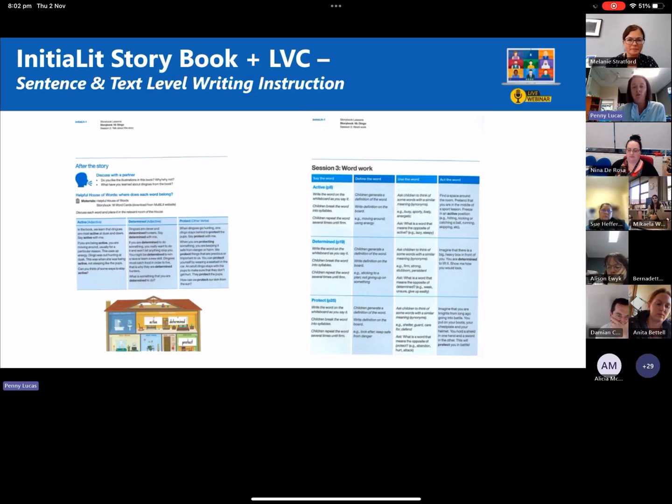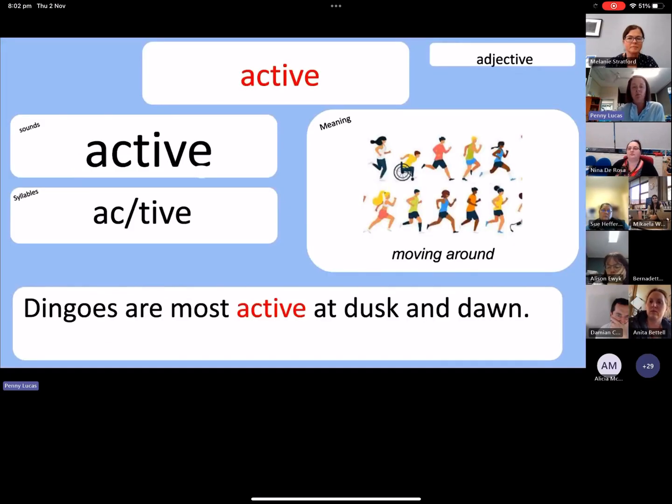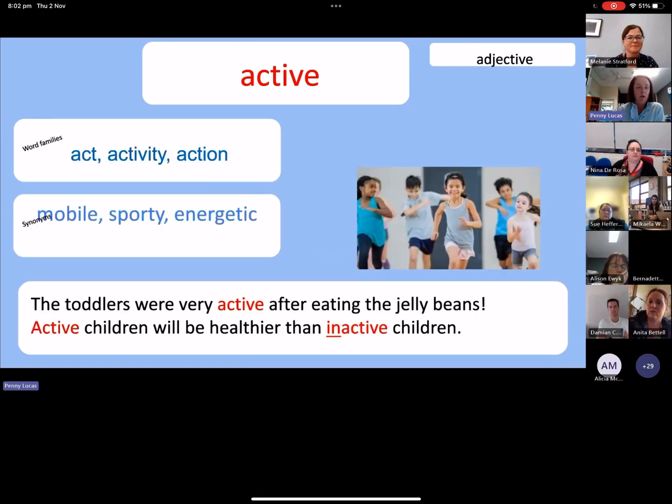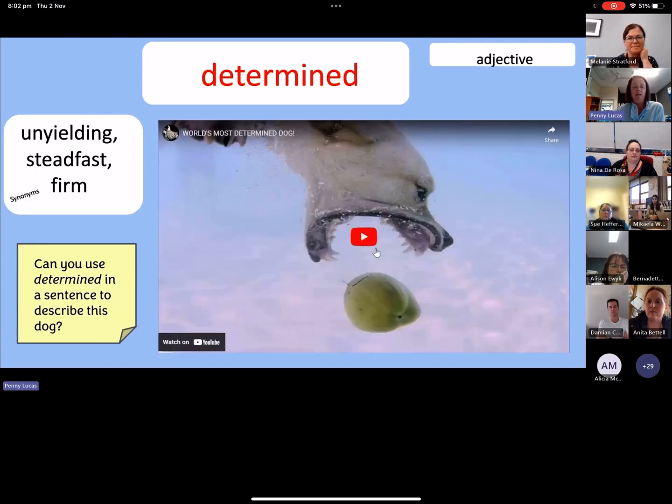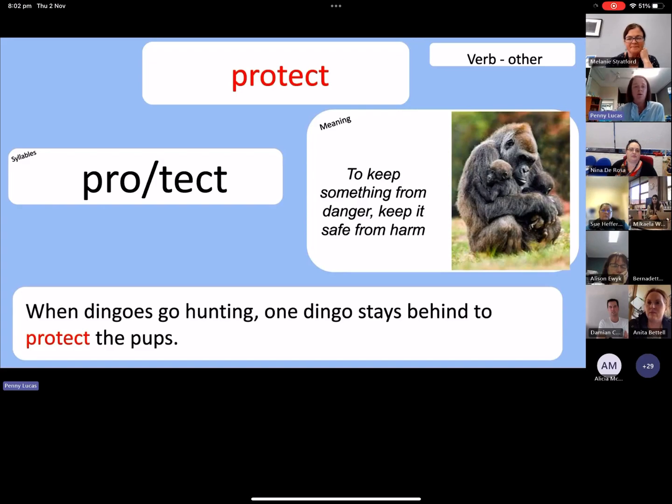And using all this information, it turns into slides that are very simple, and I'm sure lots of people are already doing this, but we've got some visuals, we've got some use of the word in context, we're looking at syllables, you might look at some etymology of the word, you definitely want to use a couple more visuals, perhaps some synonyms to really reinforce that new vocab word, these tier 2 words. And so the next word that's recommended was determined. I had a little video of a determined dog here. So this is all coming from the Initial Lit storybook, Protect.